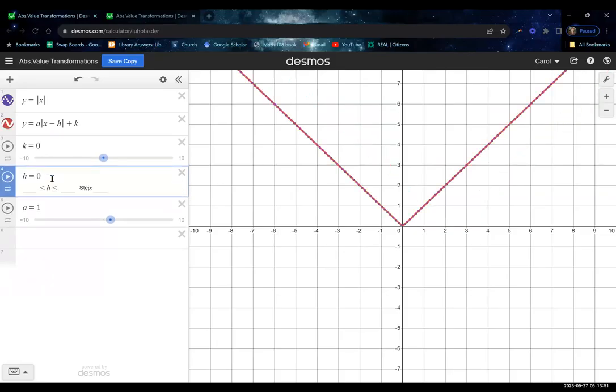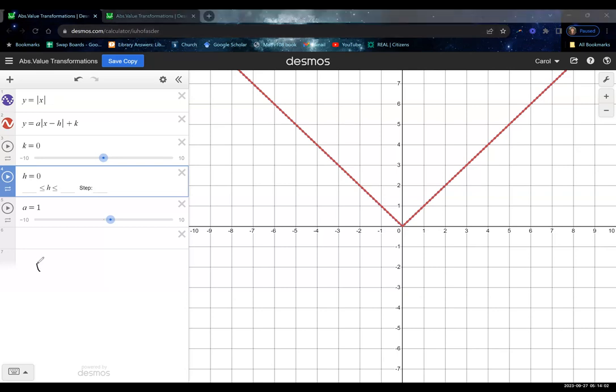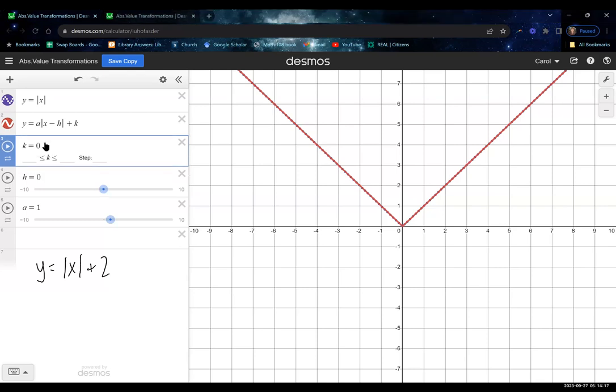All right, so here is our parent function, y equals the absolute value of x. I'm going to do some annotating as we write these equations. So let's first look at k. If I have the absolute value of x, I'm not changing anything in there, but I'm going to add 2. Let's see, k is 2. Let's see what happens. Type that in. k is 2. It has shifted up 2 along the y-axis.